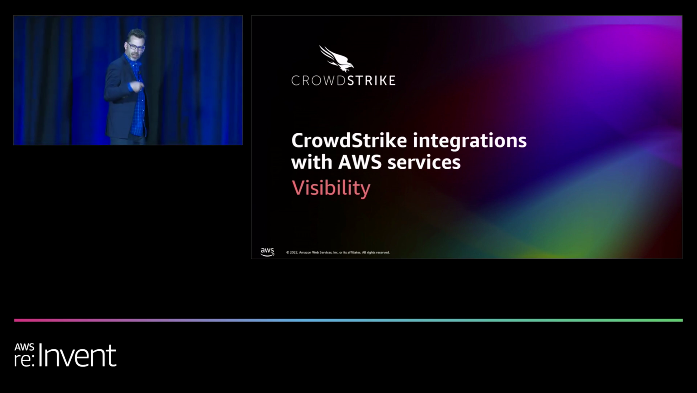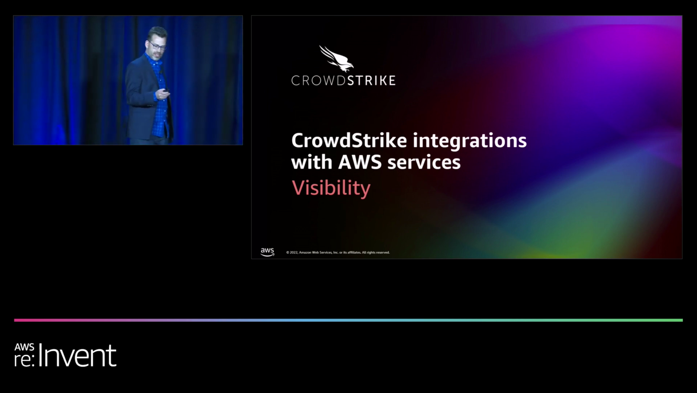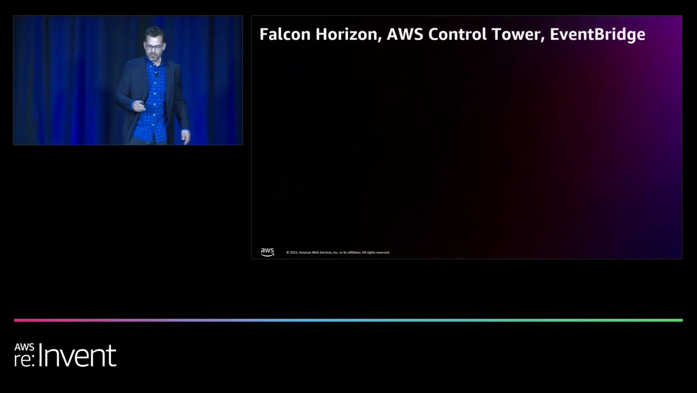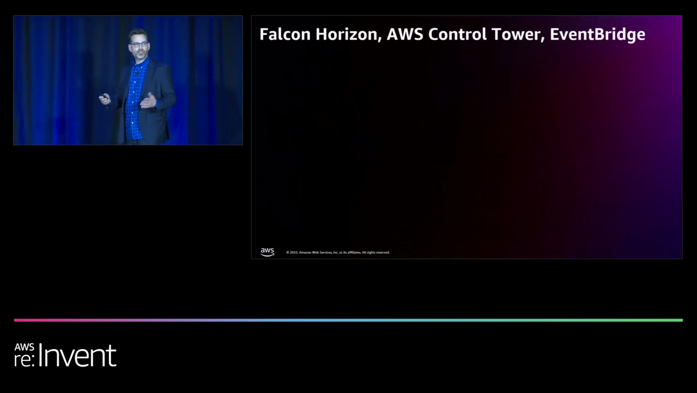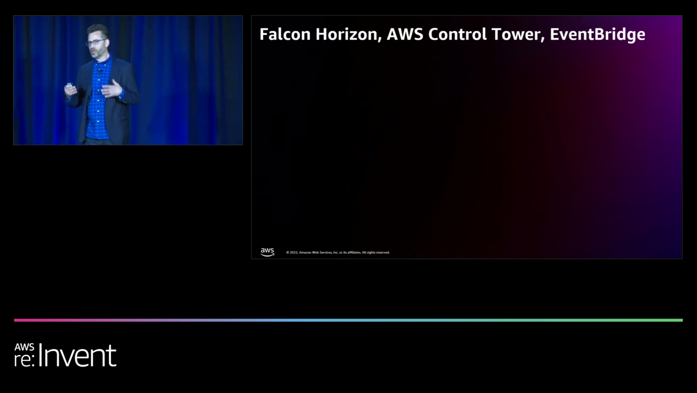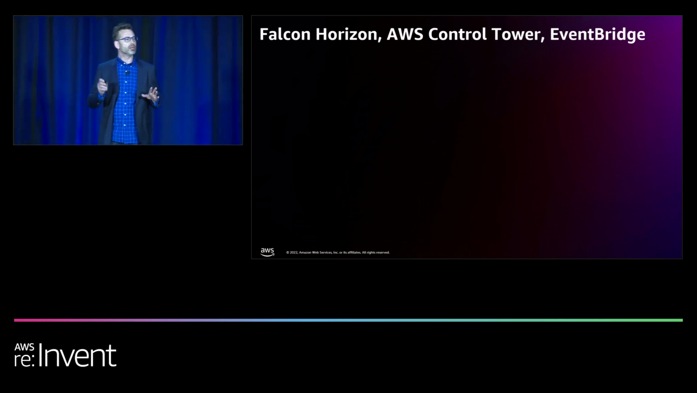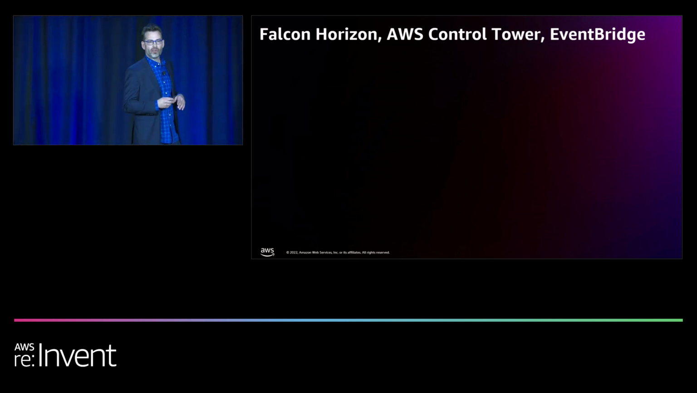So as Sam said, we're going to go through some of these integrations and show you what they look like. The first one: we've been talking about indicators of misconfiguration, behavioral indicators of attack, and agentless protection. That's Falcon Horizon.